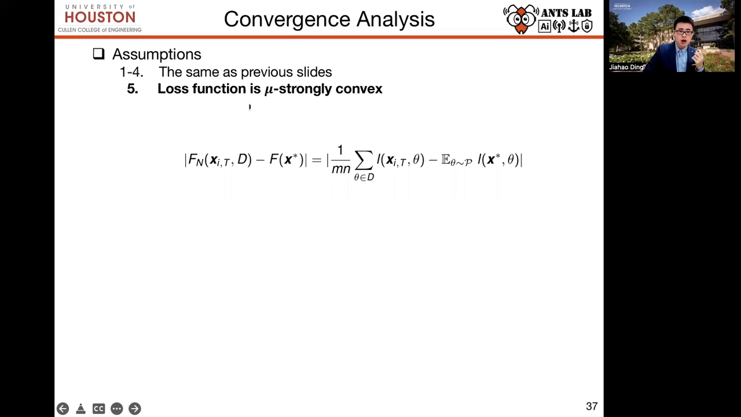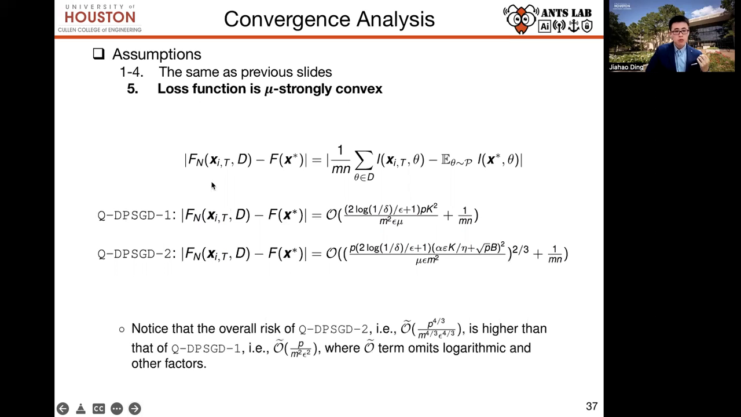Under strongly convex loss function and the previous four assumptions, we focus on the population risk analysis. The population risk is defined as Fn minus F star here. The Fn here is the empirical risk, and F star is the population risk. From the results of these two algorithms, we can see that the risk of the second one is this one, which is higher than that of the first algorithm.